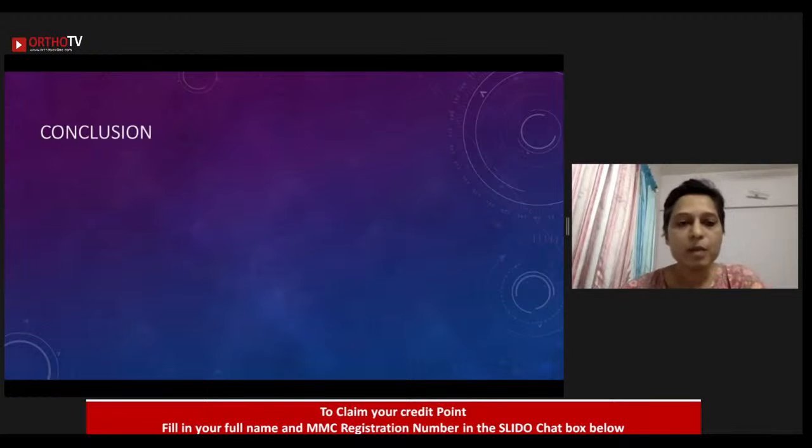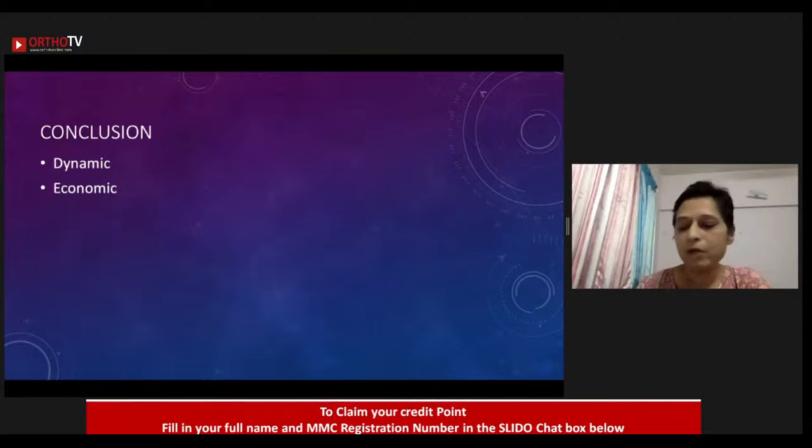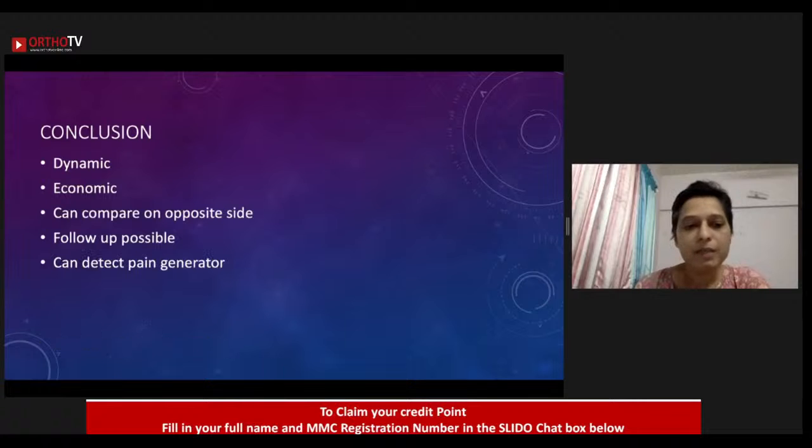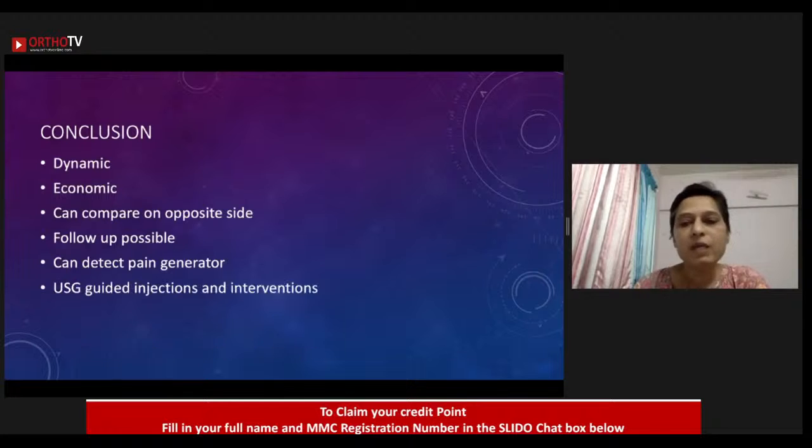So to sum up, ultrasound is an effective and very important diagnostic modality, as it is a very dynamic, economic tool. We can compare the pathological side with the normal side whenever required. Follow-up is easily possible, and we can detect the pain generator as we discussed. Whenever possible, we can do USG guided injections as well as interventions like aspiration and FNACs.